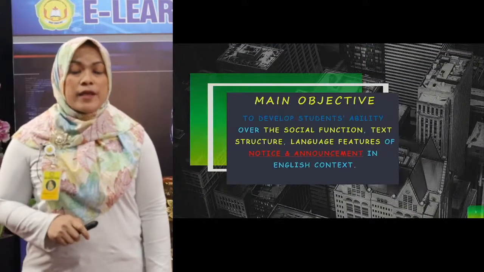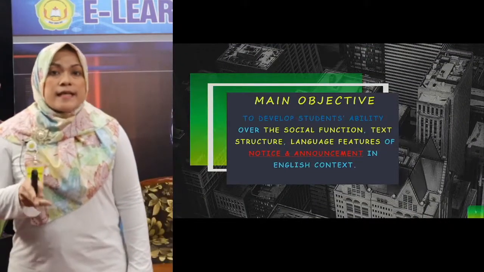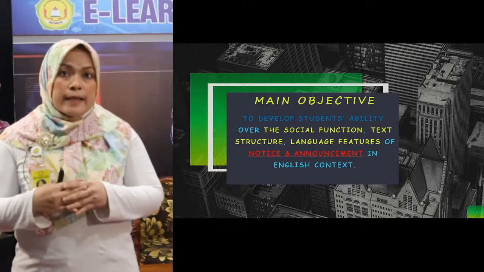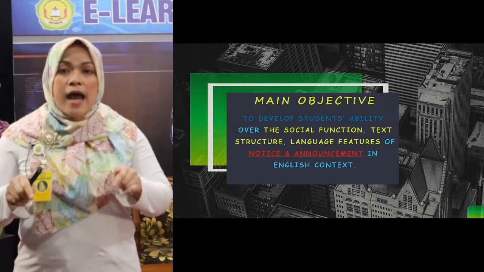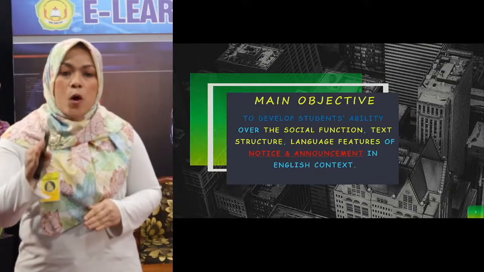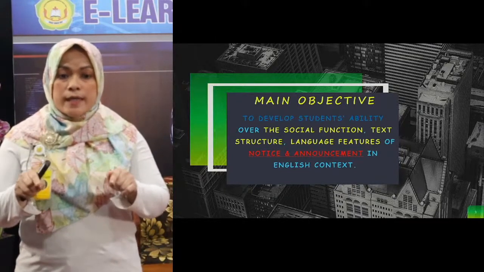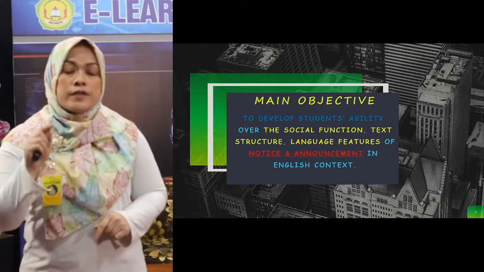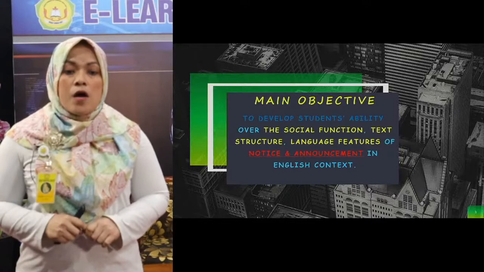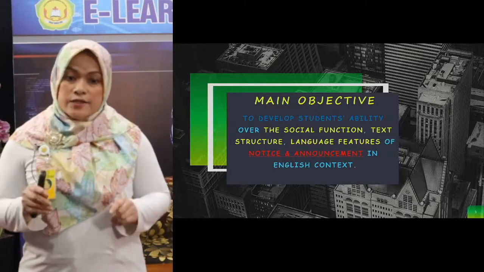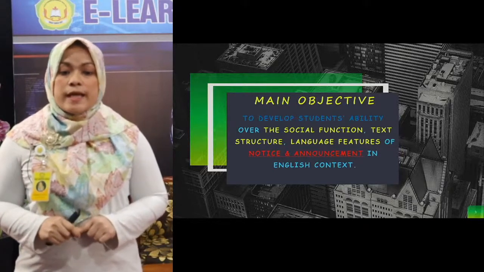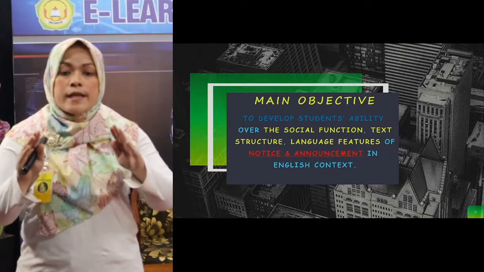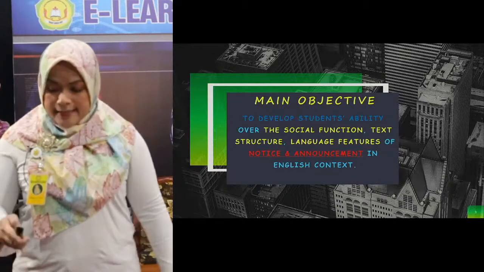So take a look here. You can see the main objective now. What is the meaning of main objective? Here, I just would like to put a focus on the student in this learning. So the purpose of the learning is to develop student ability over the social function, text structure, language features, and more of notice and announcement in the English context.